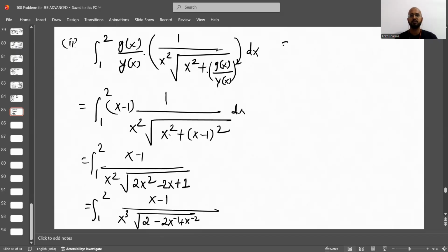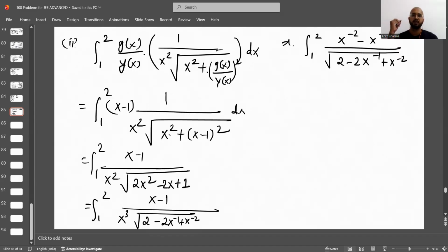And now if I keep this one here, I'll have integral 1 to 2. Let's divide by x cube, which gives me x to the power minus 2 minus x to the power minus 3. And then in the denominator, I have 2 minus 2 times x to the power minus 1 plus x to the power minus 2. That's what we have.